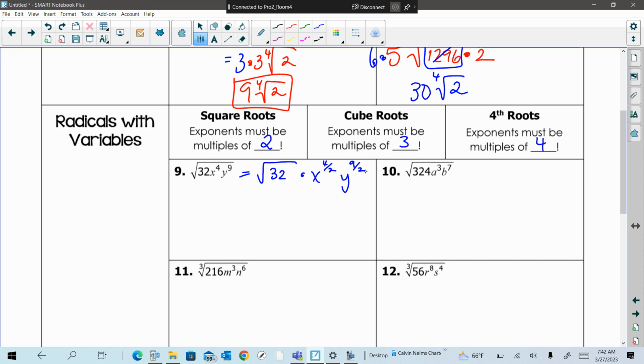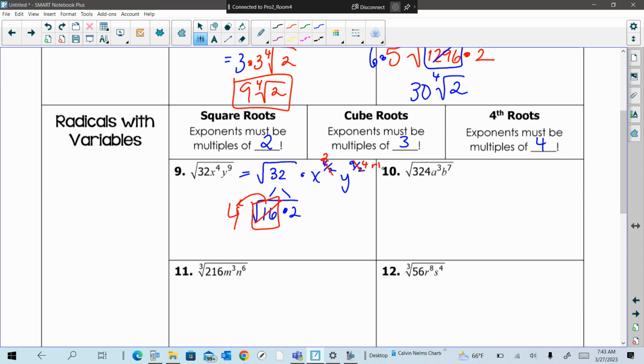32 is not a perfect square, but I can break it up into a perfect square of 16 times 2. So 16 is the perfect square. The square root of 16 really is just 4. So the 4 comes out. Then when I look here, 2 can go into 4 2 times evenly, so this actually just becomes a 2. 2 can go into 9 actually 4 times with the remainder of 1, right?